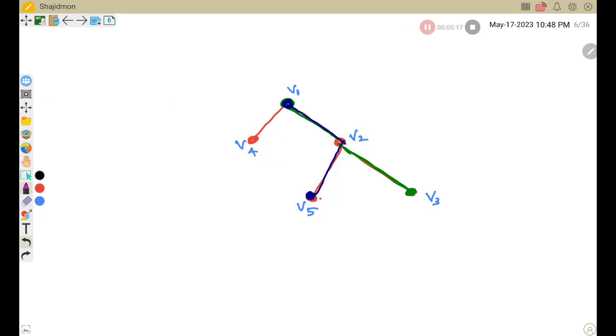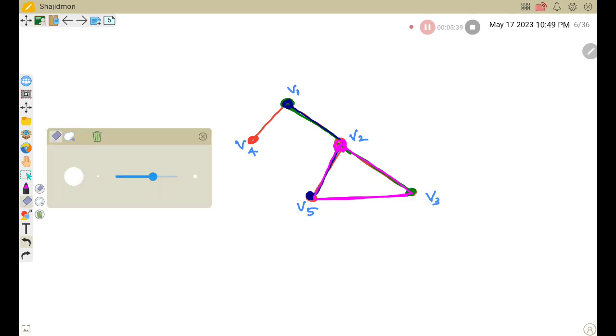For example, if I put one edge here, then it is not a tree because there is a circuit. If you start from V2 and go to V3 and V5 and back to V2, we reach the same point, correct? So this is a simple circuit. It should not be there in a tree. If there is a simple circuit, that is not a tree.